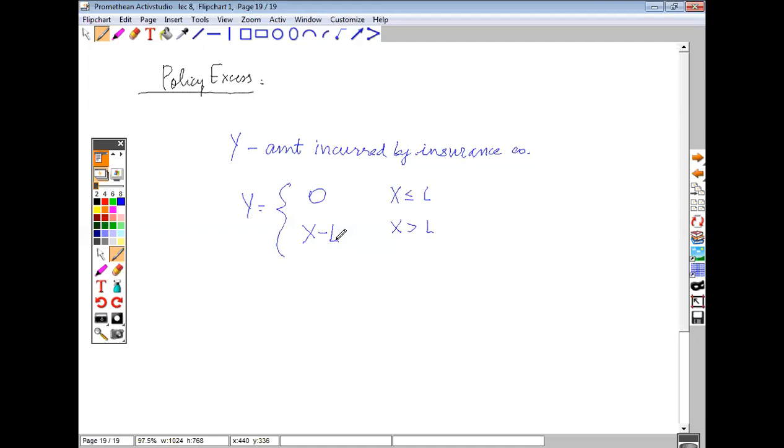Ma'am, can you please define L in something that we can write? Okay, so L is just a limit. It is a limit.